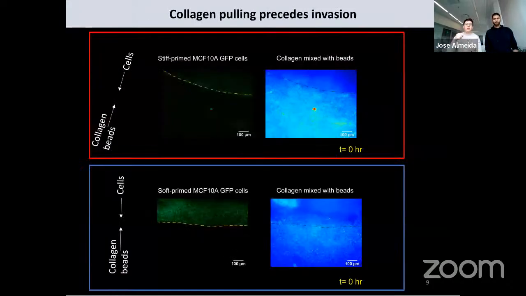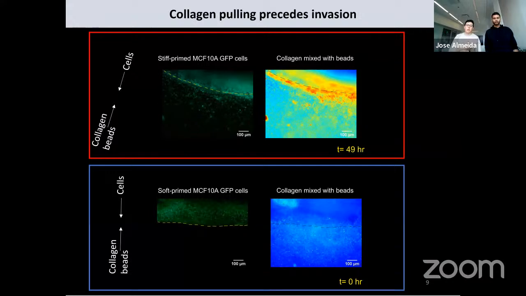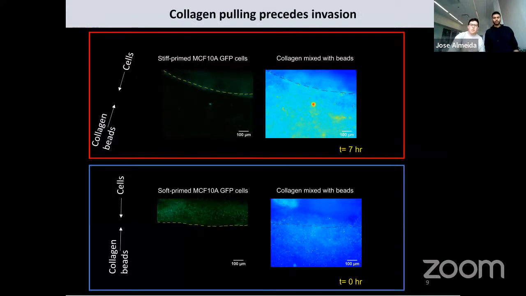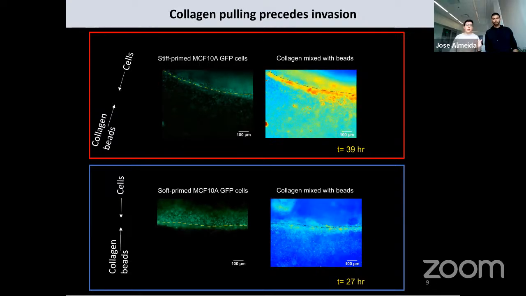Next, we'll show you a video of what we saw. The red rectangle is just the stiff prime cells, and the blue is the soft. Here are stiff prime cells that are GFP labeled. As you can see, the collagen is mixed with beads, and there's a large pulling and deformation happening. Once a band is formed, there's invasion occurring for the stiff prime. When we look at the soft, this deformation doesn't happen. The deformation is a lot less, and overall, the invasion of the cells actually decreases.